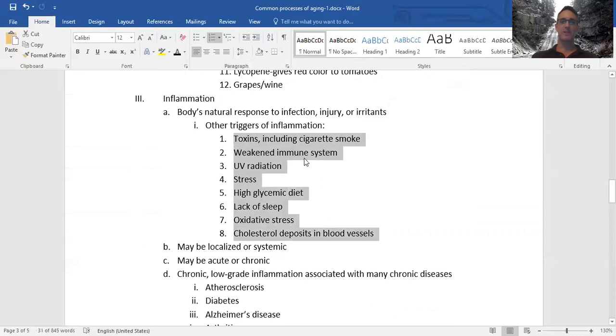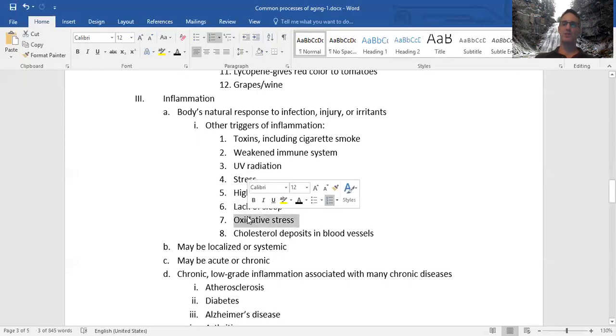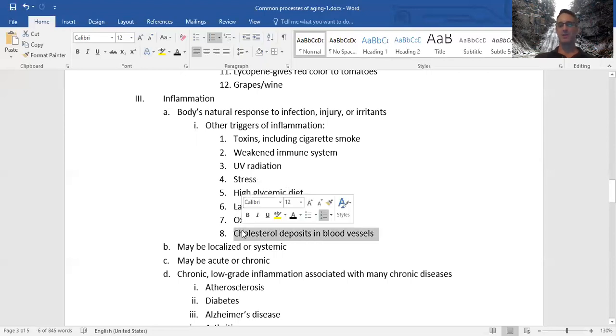Some others are listed here: cigarette smoke, a weakened immune system, UV radiation, stress, a high glycemic diet. So this is a diet with, let me put it this way, a lot of simple sugars that get absorbed quickly. And so your blood sugar goes up really fast when you eat these foods. That's been associated with inflammation. A lack of sleep, oxidative stress that we just talked about with too many free radicals or ROS, cholesterol deposits in blood vessels, which interestingly also have a different association. And so there are a number of things that can cause inflammation.